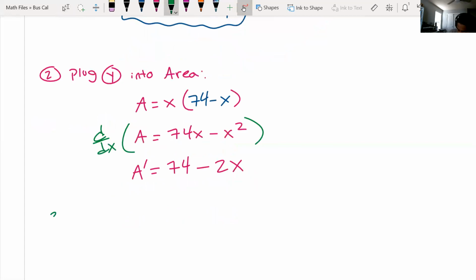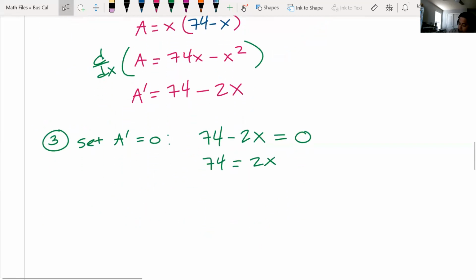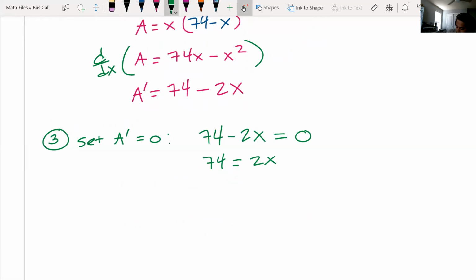We'll call that step 3. Set A prime equal to 0. So 74 minus 2x equal to 0. Move the 2x over to the right side and divide by 2. You'll get 37 equals x. And I think we're still in feet.